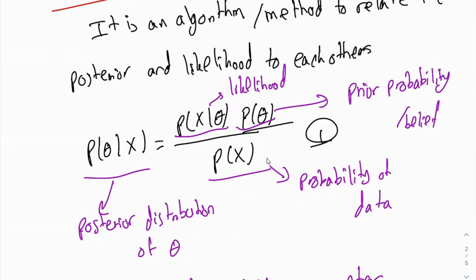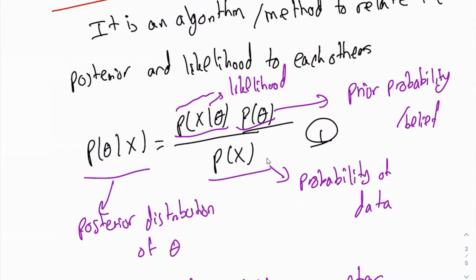Then you will go ahead and observe data. You will collect the data, and you construct a likelihood function, this P of x given theta. This is the likelihood function. You will multiply them together. And of course, since the posterior is a probability, you need to normalize by P of x, which is the probability of the data. This equation 1 is known as Bayes' law.